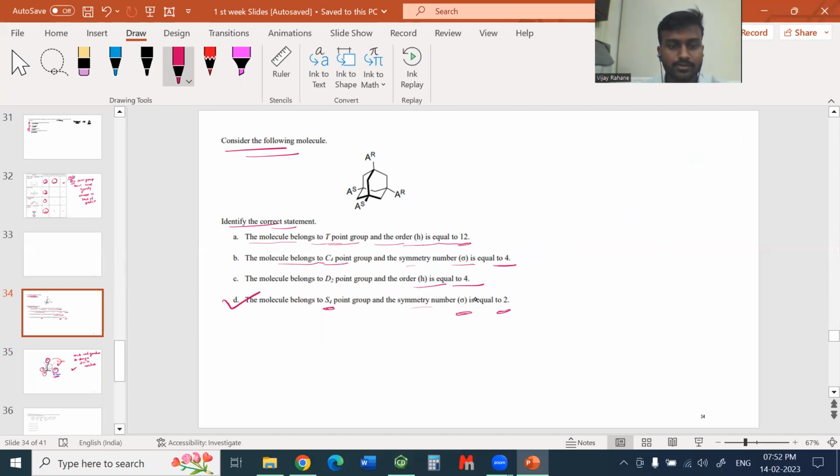So this one is the correct answer: the molecule belongs to the S4 point group and the symmetry order is equal to 2, because it has two elements, one C2 and one S4. So this option is the correct option.